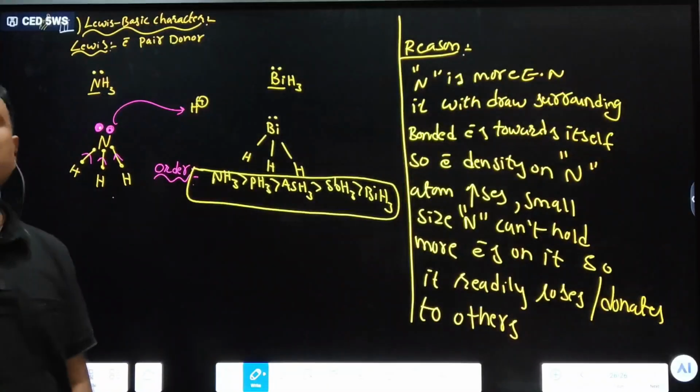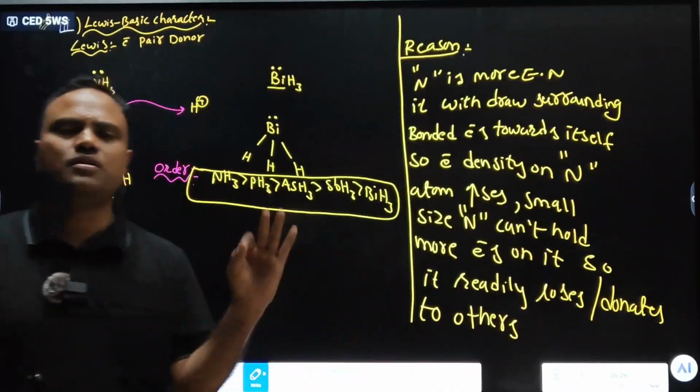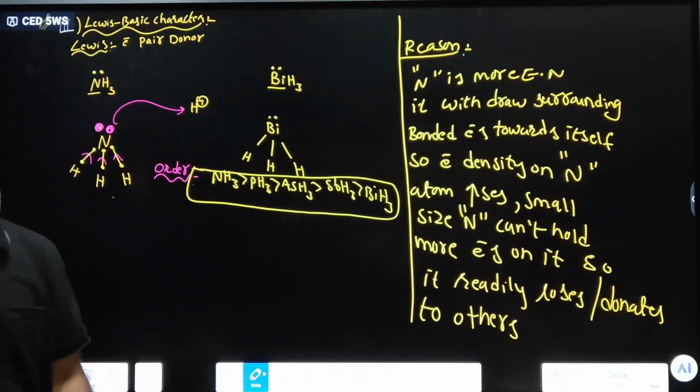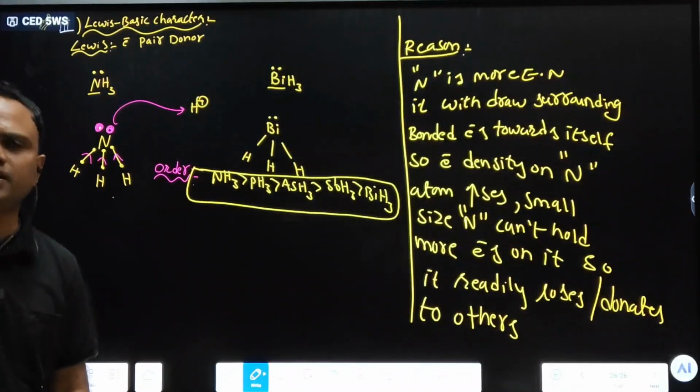So we are discussing properties of hydrides. We completed stability, we completed reducing property, we completed Lewis basic character. Next property, boiling point of hydrides.